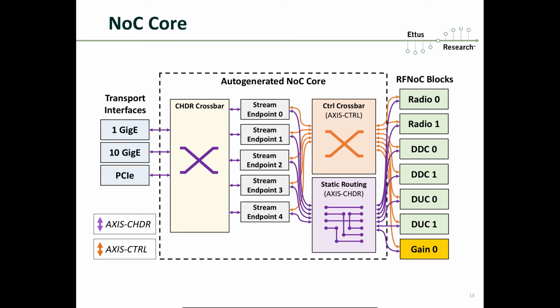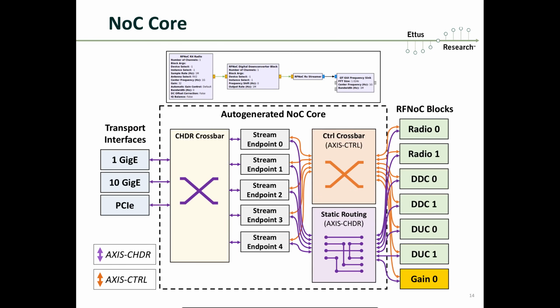Now for data packets, they go down through the static routing there. With the static routing block, we have connections that allow for full throughput, but there is a loss of flexibility. These are static routes that can't be changed at runtime. They're set up when this NoC core is auto-generated. Now to really illustrate all these concepts together, let's look at an example.